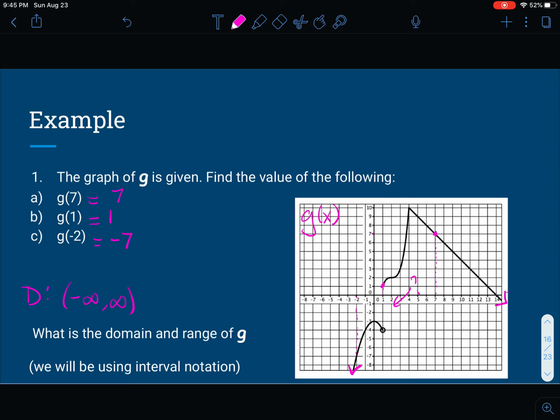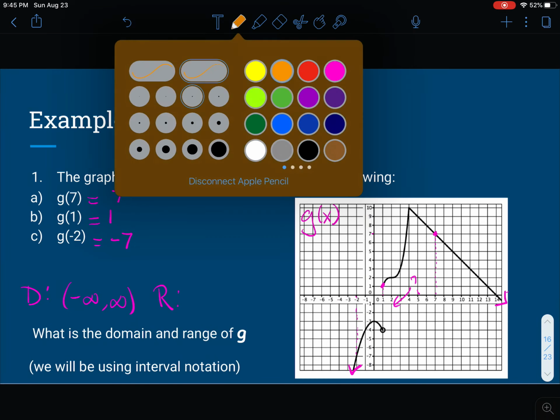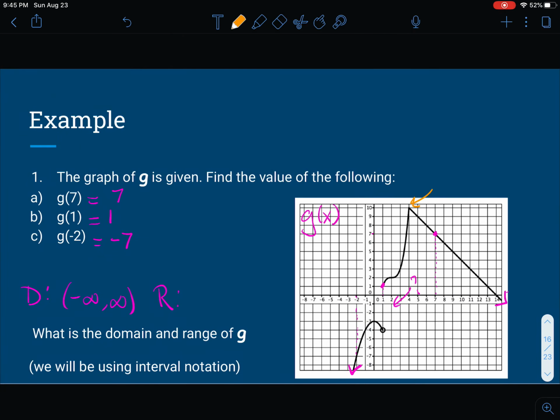Very boring. No issues. The range, again, we're looking for our range of outputs, and this is the highest output, and then everything else keeps going to -infinity. So when we're looking at end behavior, it's going to -infinity. So we have a maximum at 10, so we're going to say -infinity to 10 with a bracket, because we include that 10 in the range. Again, infinity and -infinity will always have a parenthesis because we can never actually reach those numbers.